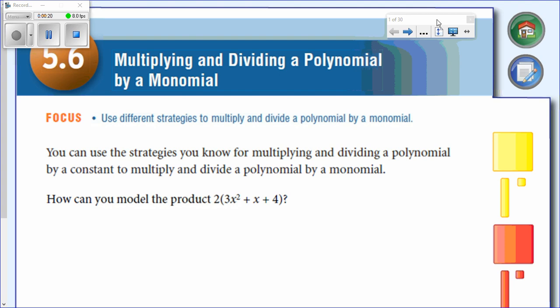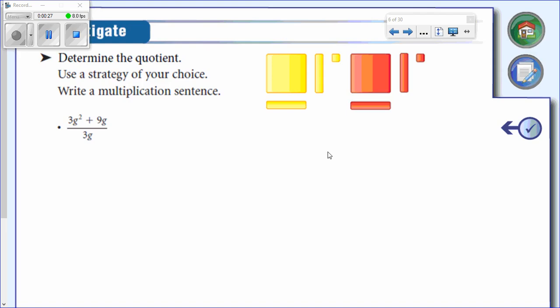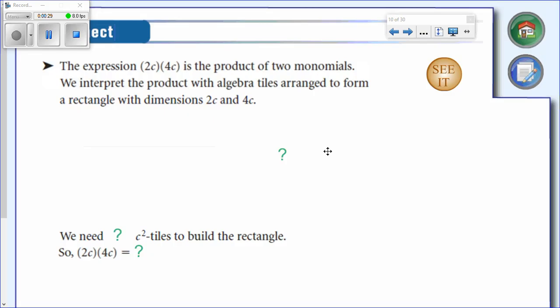All right, so I'm going to skip right past a bunch of these guys. Get to the first page we want to look at here.